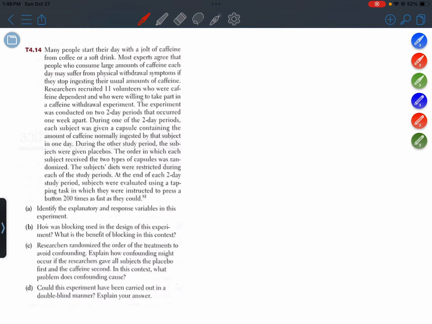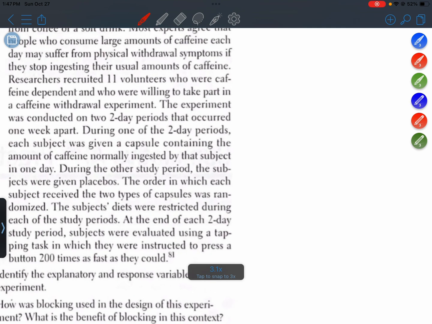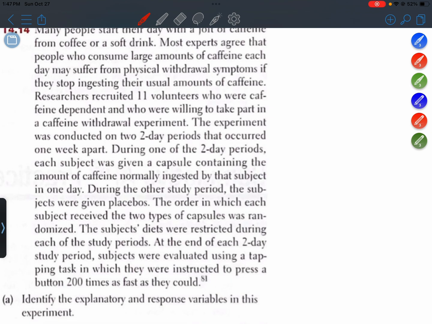4.14. Many people start their day with a jolt of caffeine from coffee or a soft drink. Most experts agree that people who consume large amounts of caffeine each day may suffer from physical withdrawal symptoms if they stop ingesting their usual amounts of caffeine.